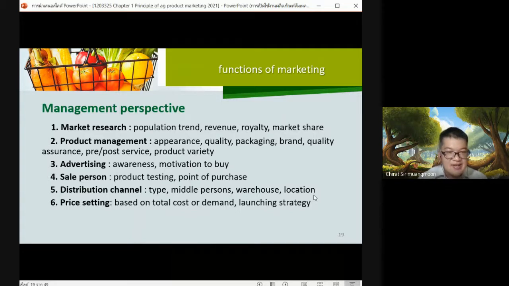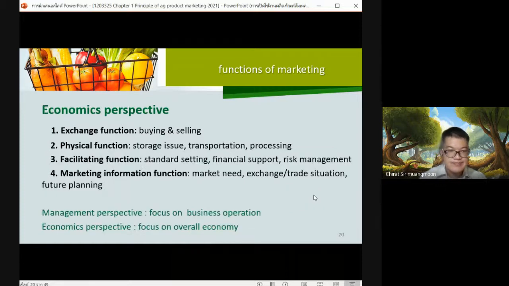Okay, then price setting. Marketing is also used for price setting because price should depend on the demand, and sometimes it's related to the launching strategies too. For example, if you have a new product, the price at first should not be quite high because you need to attract the attention of the consumer.